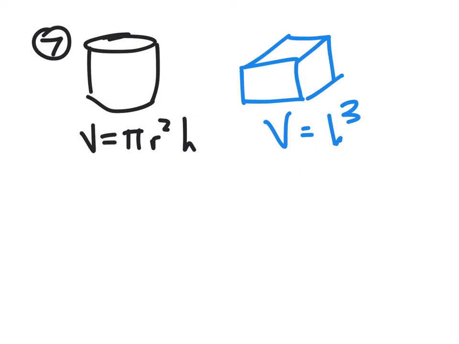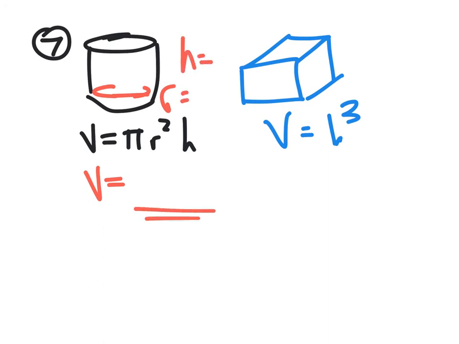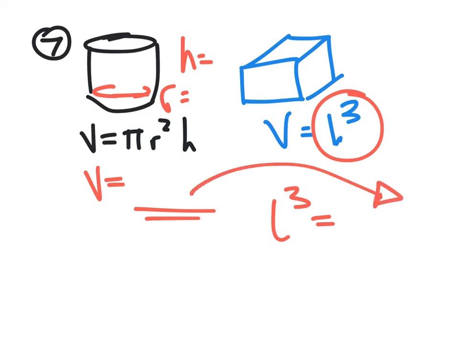The volumes are the same, so we'll work out the volume of the cylinder. Now we know what the distance across here is, so we can work out the radius. We know the height, we're told that in the question, so we can get this volume. Now if the volumes are the same, simply we've just got to do L cubed equals this answer. How do you go from L cubed to L? You take the cube root, which should be on your calculator.